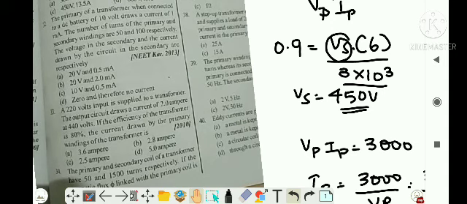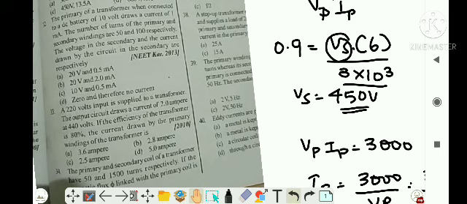Transformer is essentially an AC device, right? So you are having a DC source, which means there will be no mutual induction, right? So E2, that is the voltage in the secondary, and the current drawn by the circuit, right? There will not be any output. So E2 as well as I2, the secondary section values, will be 0. Yeah, simple question. Now let's move on to the 33rd question.